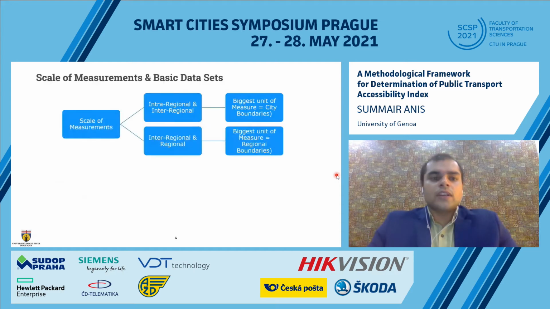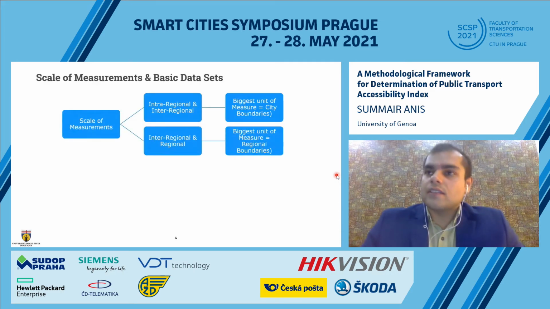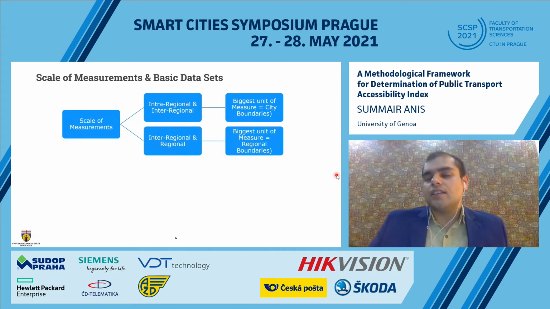So in order to talk about this scoring system, first we have to understand the scale of measurement. Because this framework provides the values, one for each unit of the scale of measurement. So we have used two units of the scale of measurement. One is the inter-regional and the inter-regional level, another is the inter-regional and regional level.